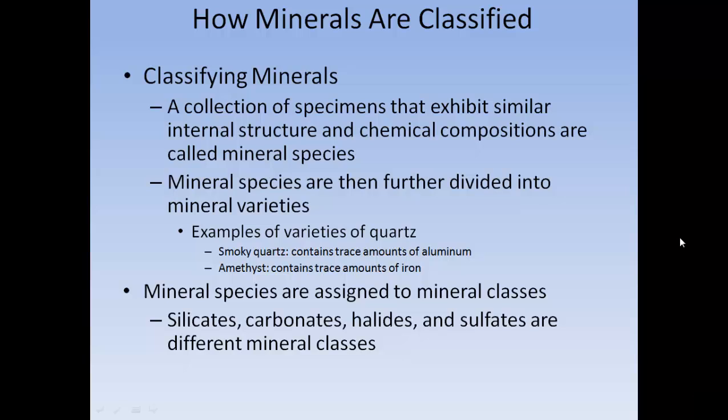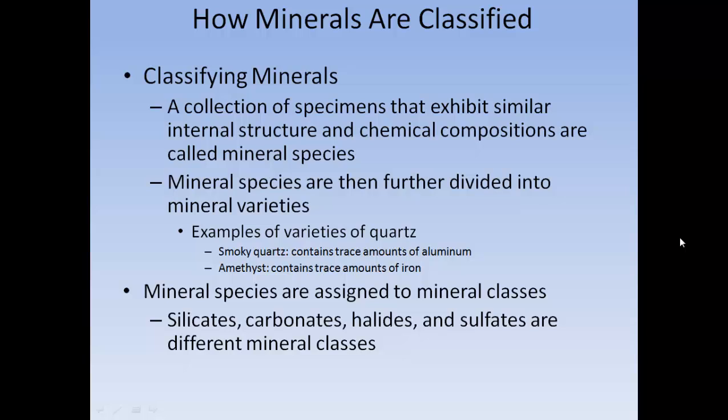Well, a collection of specimens that exhibit similar internal structure and chemical compositions are called mineral species. Mineral species are further divided into mineral varieties. So examples of varieties are quartz. You may have a smoky quartz that has traces of aluminum. You may have an amethyst, which has trace amounts of iron. Mineral species are assigned to mineral classes.